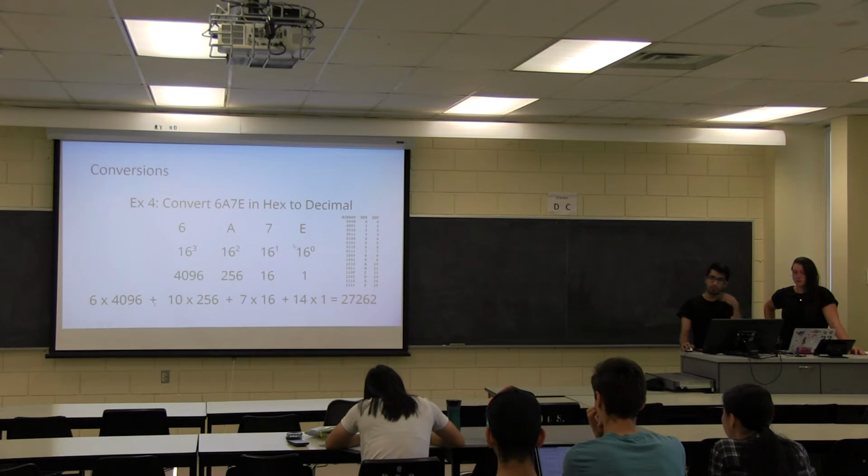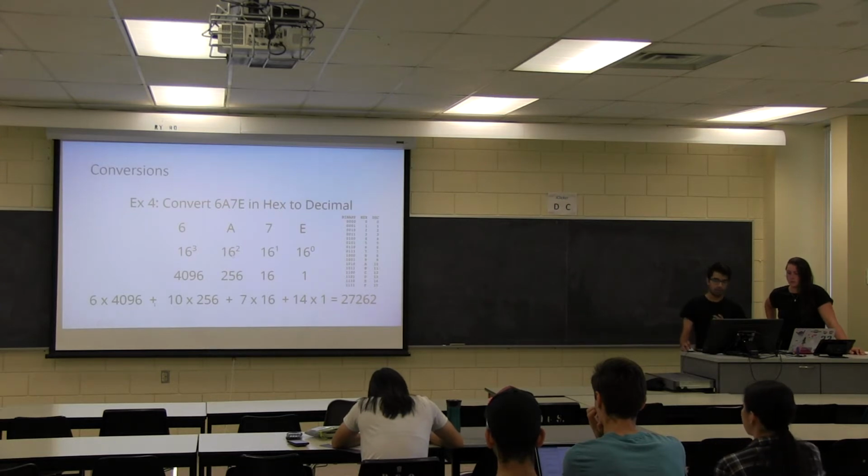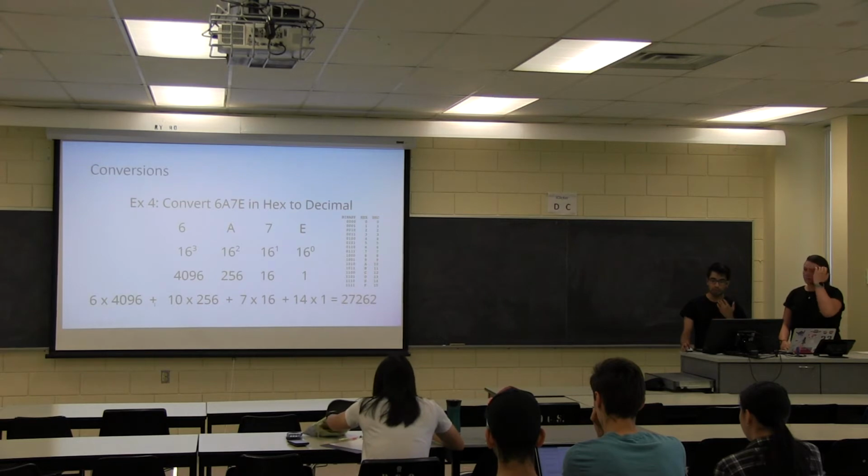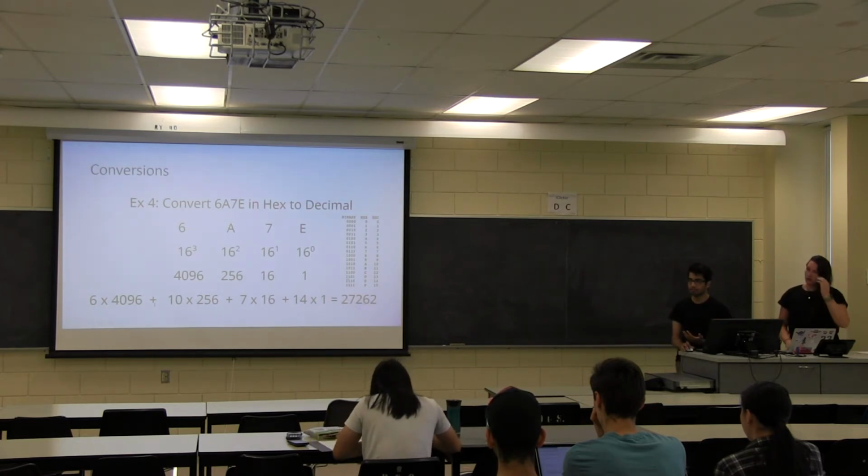And then we add it to the next set. So 7 times 16 to the power of 1 plus A, which corresponds to the value of 10, times 16 to the power of 2 plus 6 times 16 to the power of 3. And if you add up all of those, it should give you your decimal value of 27,262.